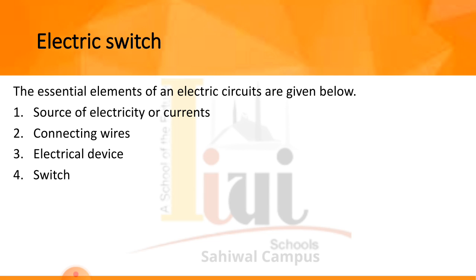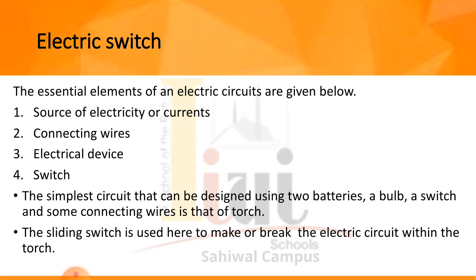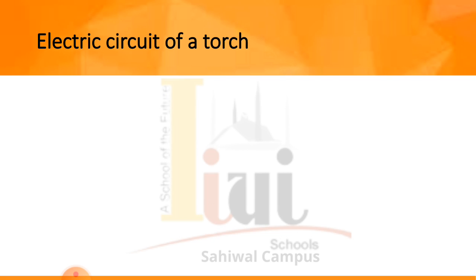So you can have a torch having two batteries that are connected in the proper position from positive to negative terminal, an electric bulb, a reflector, and the plastic casing of the torch, and a slide switch. In this type of circuit, we have used a slide switch to turn the battery off and on. So the simple circuit designed using two batteries, a bulb, a switch and some connecting wire is that of the torch. We can have an example of a torch. The sliding switch is used here to make or break the electric circuit within the torch.